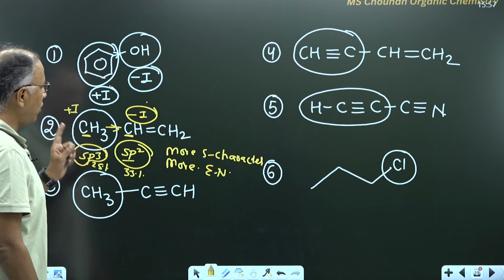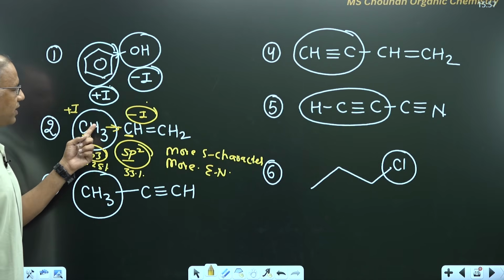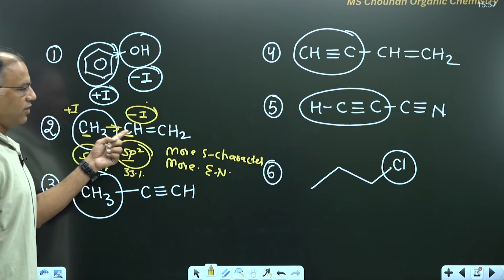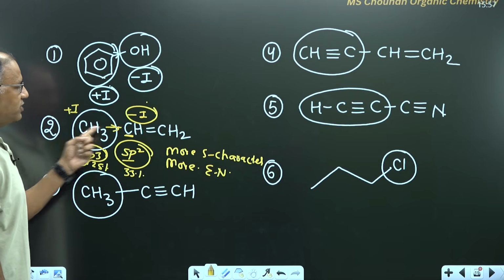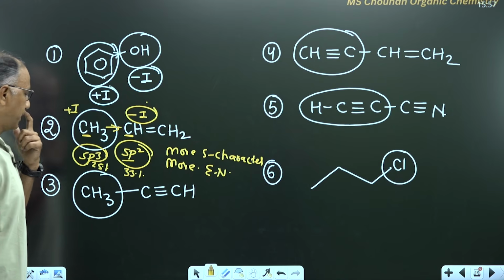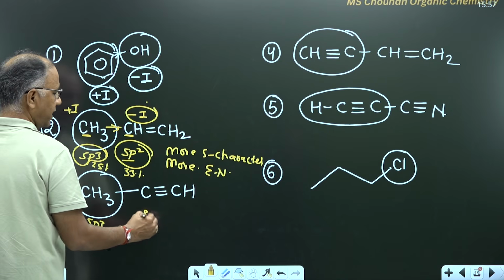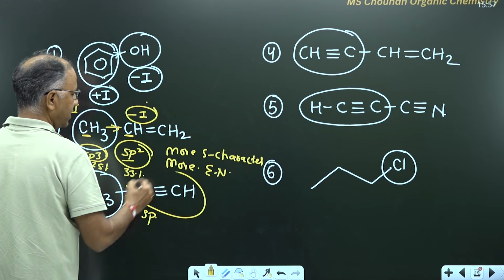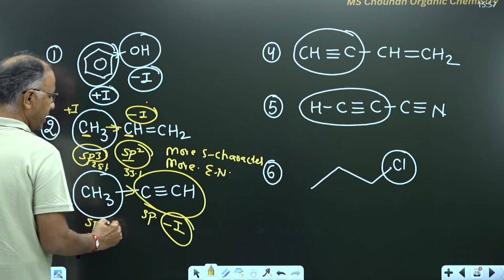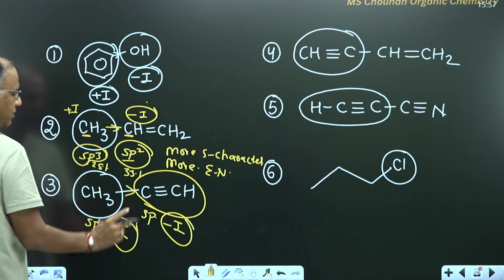First of all, you have to see the difference between the marked group and the first atom. The first atom and the marked group, what is the difference of electronegativity? Now in the third, this is sp3 hybridized and this is sp. This means it is more electronegative, it is minus I and the other is plus I.